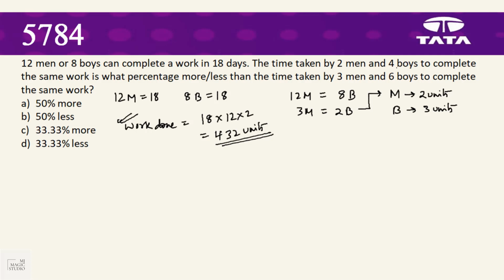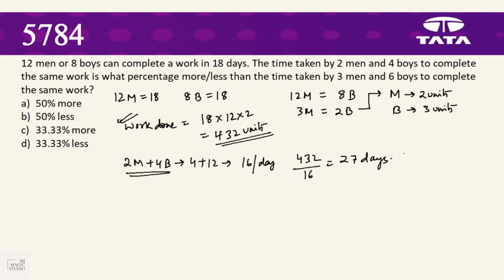Now, the time taken by 2 men and 4 boys. 2 men plus 4 boys. Men is 2 units, that is 4. Boys 3 units, 12. That means in one day they are producing 16 units. To produce 432 units, they will take 432 by 16, that is 27 days. This group will take 27 days to complete the work.